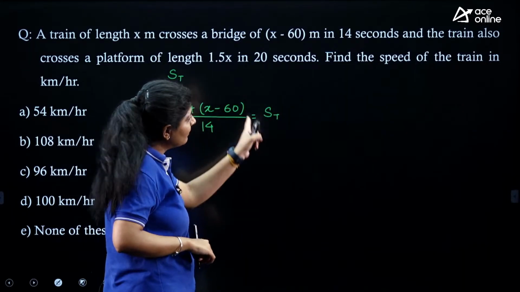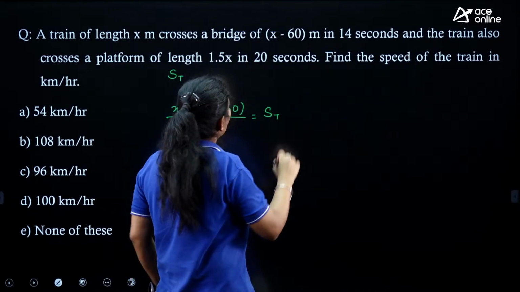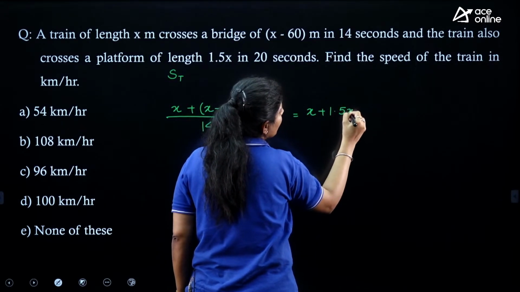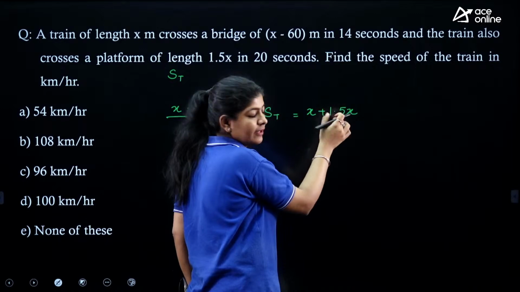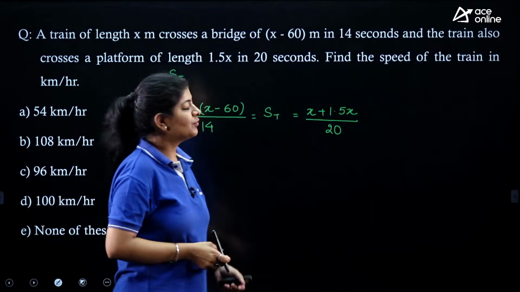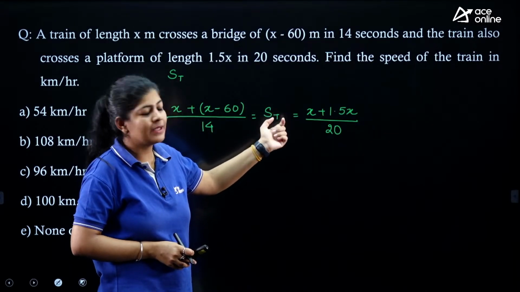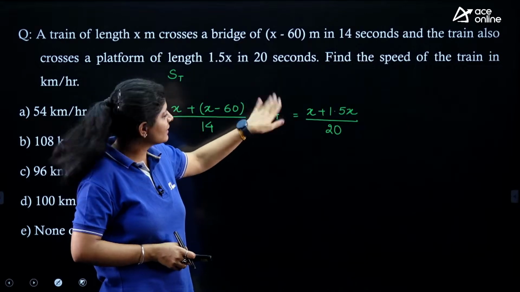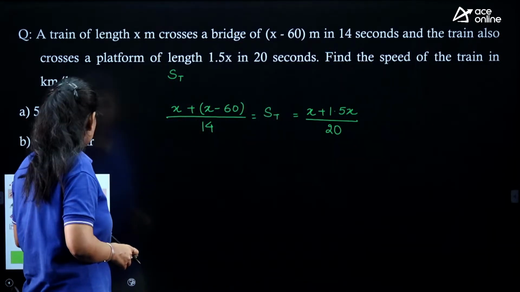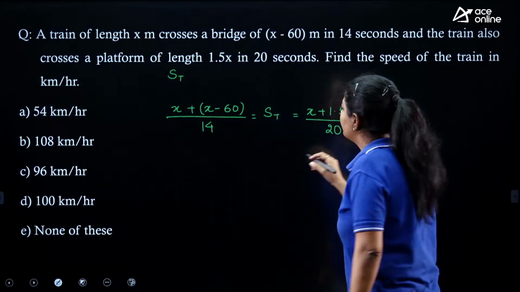Now, for the same train, there's one more thing given. The train also crosses a platform of length 1.5x, that means x plus 1.5x, the length of the train and the length of the platform, in how many seconds? In 20 seconds. So what we need to do? First, we simply need to determine the value of x, as both expressions are equal to st, so we can remove it, and we need to calculate the value of x. When I calculate this, what value are we getting? We are getting 2x over here.